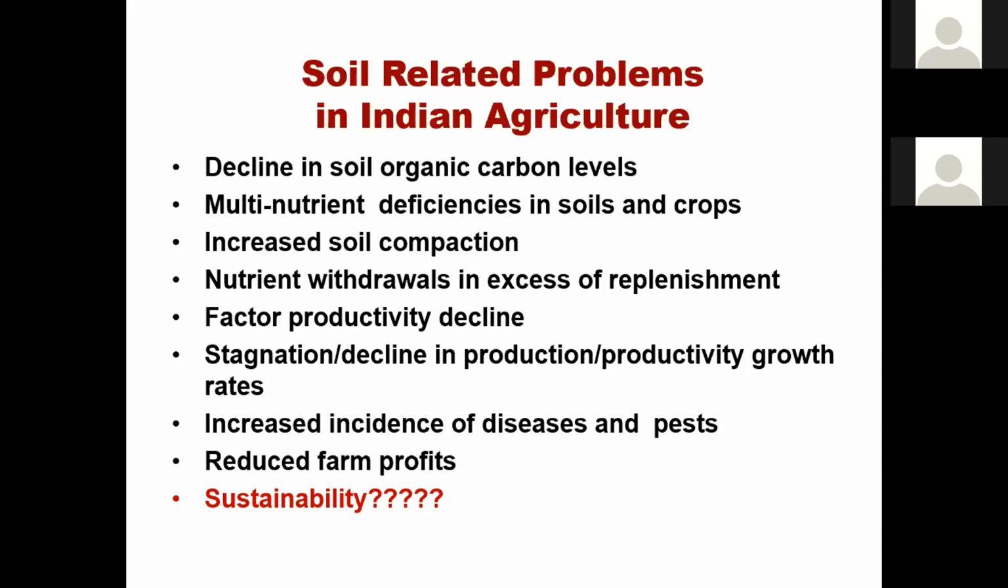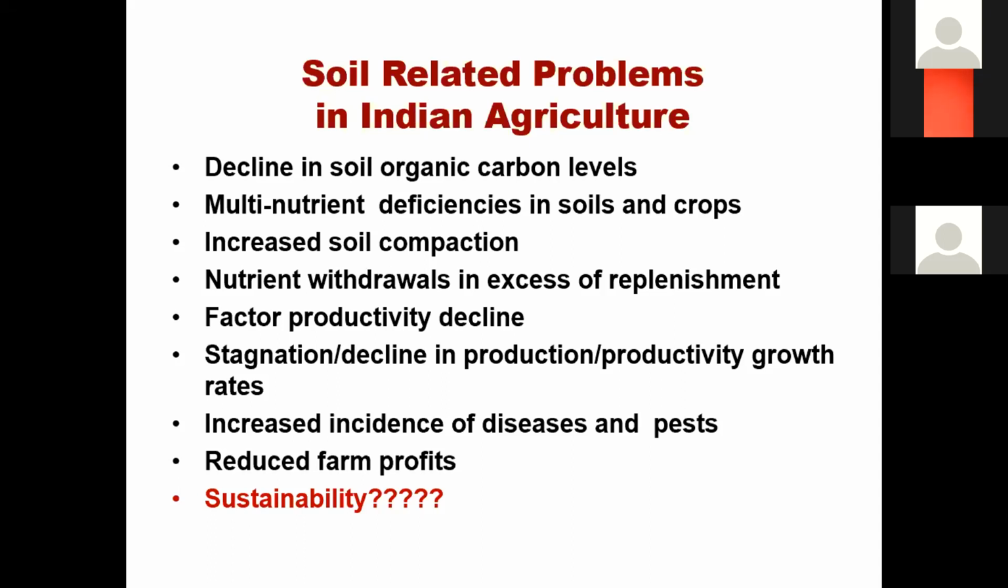Then soil compaction, and we should see nutrient withdrawal, because nowadays we have very high yielding crops. Through that, we are withdrawing a lot of nutrients, but whether we are supplying that much or not, we should also see. So soil testing is one tool. Hectare productivity is declining, meaning relative to our inputs, whatever we are applying, your productivity is continuously declining. That is the major concern in agriculture nowadays. Then stagnation and decline in production, productivity and growth. That is the overall impact of your soil health and other factors.